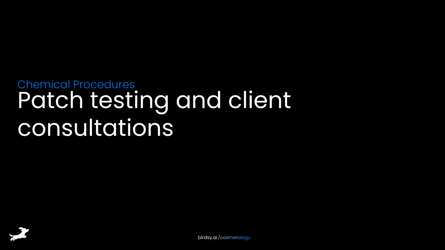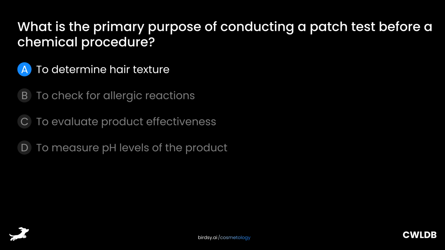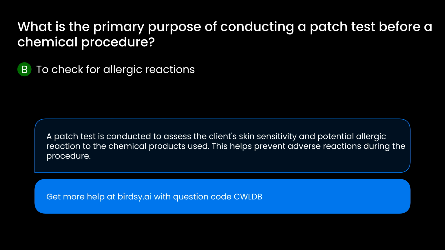Patch testing and client consultations. What is the primary purpose of conducting a patch test before a chemical procedure? Is it A, to determine hair texture? B, to check for allergic reactions? C, to evaluate product effectiveness? Or D, to measure pH levels of the product? The answer is B, to check for allergic reactions. A patch test is conducted to assess the client's skin sensitivity and potential allergic reaction to the chemical products used. This helps prevent adverse reactions during the procedure.